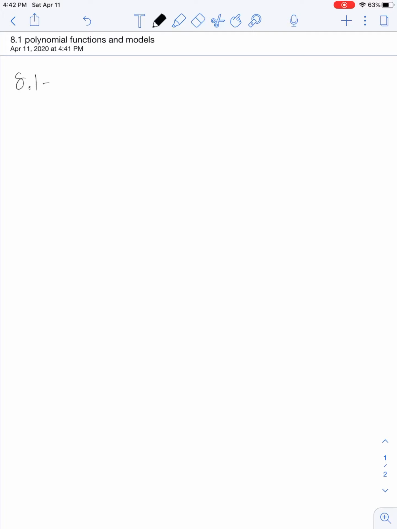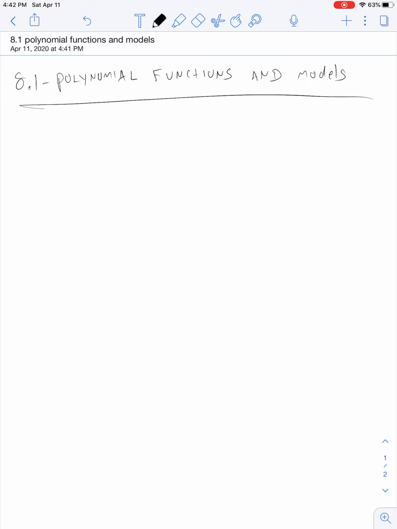Okay, so this section 8.1 is in regards to polynomial functions and models. So let's take a look at a polynomial function. First, let's recall that we've learned many different functions.